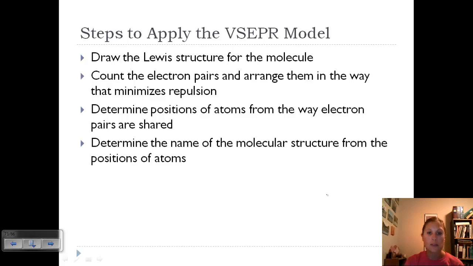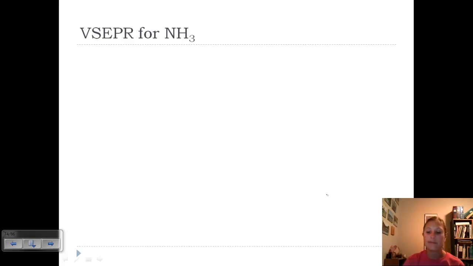So we're trying to get them as far apart as possible. And then we determine the name of the structure from the positions of the atoms. Like, this is called tetrahedral, and this one is called linear, and we're going to talk about this one in a second, but this one is called bent. So each structure, or each geometry, has its own name.